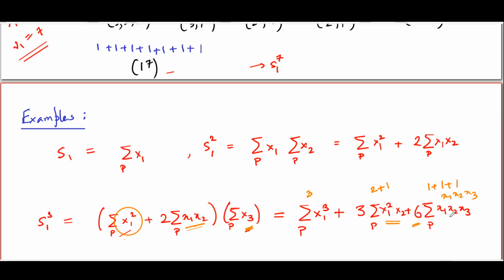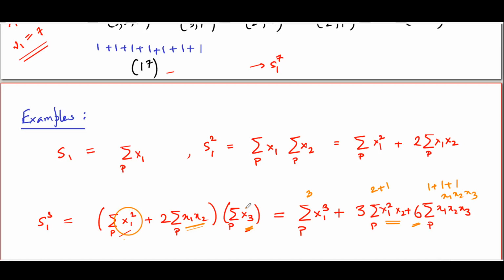In how many ways can you get this particular element x1, x2, x3? Forget about its permutations. Just x1, x2, x3. You can get it by taking x1, x2 from here and x3 from here. That's one possibility. That would have given you a factor of 2. But you can also get it by picking x1, x3 from here and x2 from here. You could also get this by picking x2, x3 from here and x1 from here. So there are 3 distinct ways you can get this particular term x1, x2, x3, each of which gives you a coefficient of 2, and therefore the overall coefficient is 6.